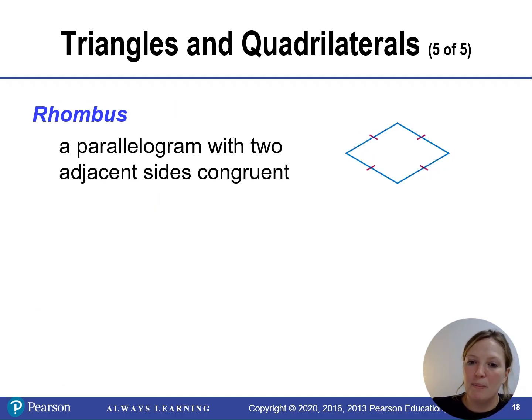Then we can talk about a rhombus. A rhombus might sometimes get confused with a kite because they look similar, but a rhombus is a parallelogram with 2 adjacent sides congruent. So we have a parallelogram where opposite sides are parallel, and if one pair of adjacent sides is congruent, having it be a parallelogram will actually force all 4 sides to be congruent as well. So a rhombus is actually just a special kind of kite.